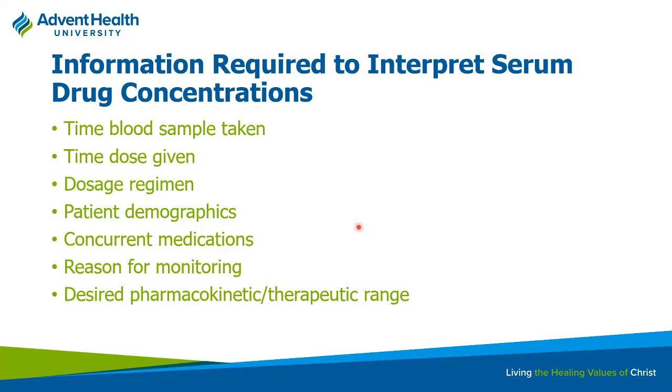You also want to know the dosage regimen, right? So if I know I'm giving it every 8 hours, and I get a level 7.5 hours after the last dose, I know that's a trough level, right? Or if I know it was every 24 hours, and it's drawn 30 minutes after the drug was given, then it's a peak level, right? These are things you can interpret there. You want to know your patient demographics. You want to know concurrent medications that they're on that may be affecting this. And then also, what's your reason for monitoring?